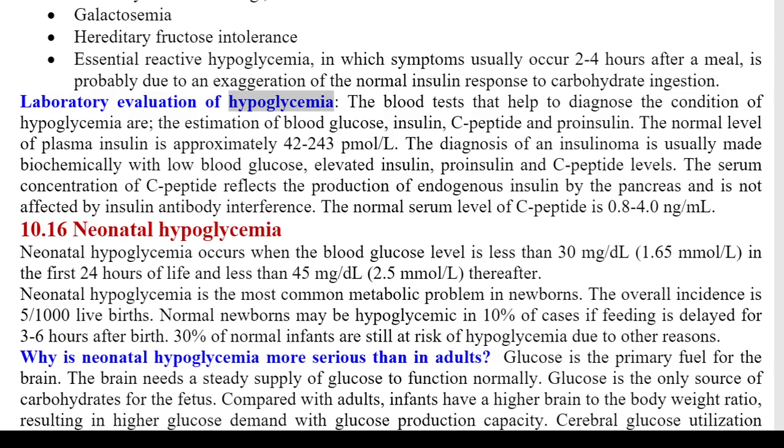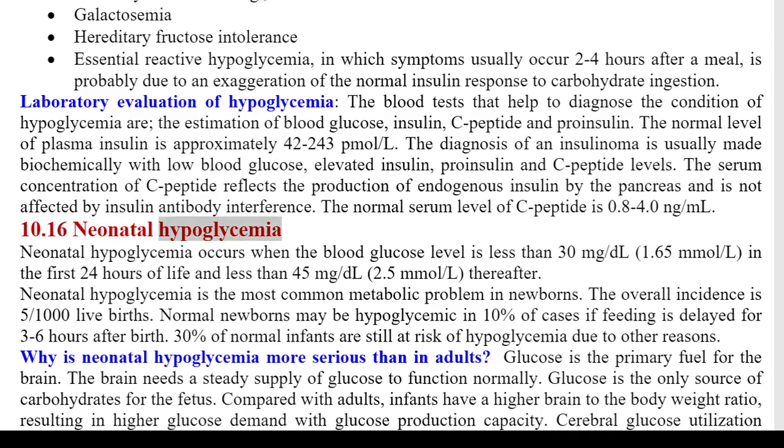Laboratory evaluation of hypoglycemia. The blood tests that help to diagnose the condition of hypoglycemia are the estimation of blood glucose, insulin, C-peptide, and proinsulin. The normal level of plasma insulin is approximately 42 to 243 pmol/L. The diagnosis of an insulinoma is usually made biochemically with low blood glucose, elevated insulin, proinsulin, and C-peptide levels. The serum concentration of C-peptide reflects the production of endogenous insulin by the pancreas and is not affected by insulin antibody interference. The normal serum level of C-peptide is 0.8 to 4.0 ng/ml.